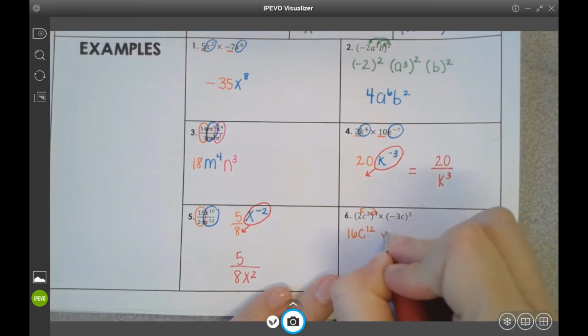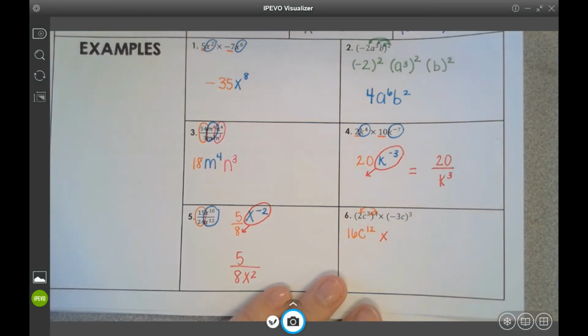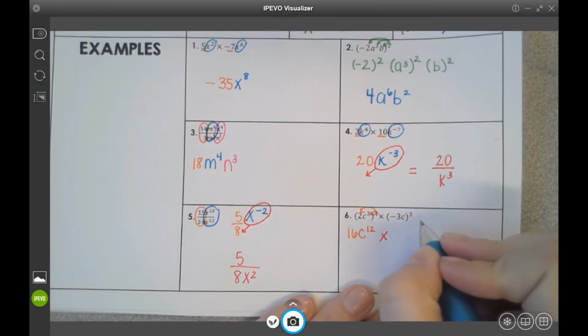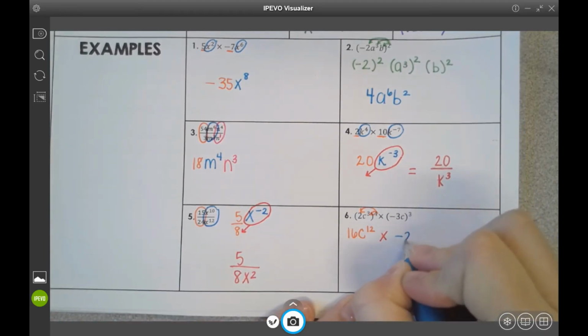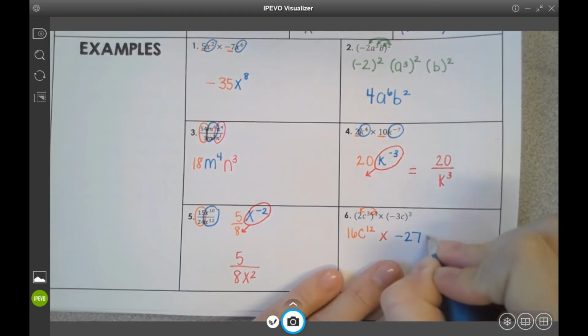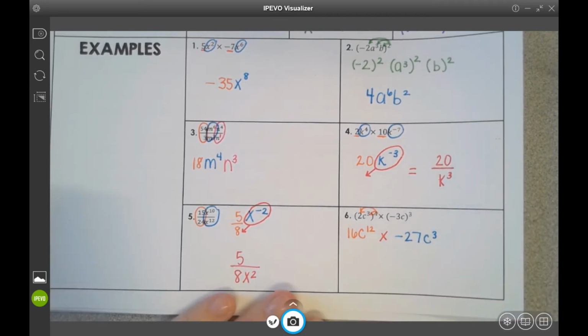Then we still have times. And let's do the other one. -3 to the 3rd power. Make sure you put that -3 in parentheses. What? -27. It is -27. And then c cubed is just c cubed.